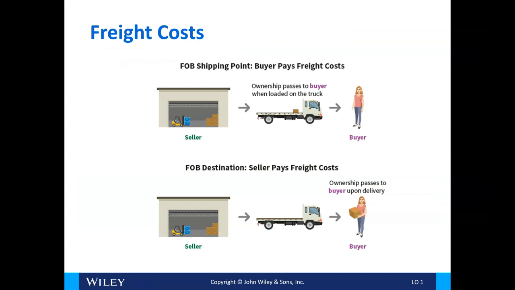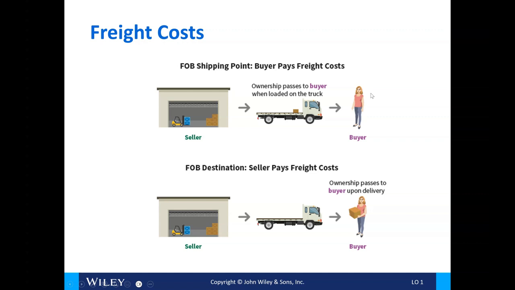Why is this important? What happens if something happens in transit? The truck gets stolen. If you're the buyer at the shipping point, you're responsible. You have to go through the hassle of filing a claim, reordering the merchandise, etc. If it's FOB destination, that means the seller still retains title, and so they're the ones who will have to deal with the police, etc.